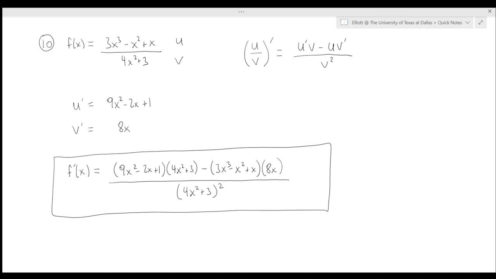Okay, and then I'm going to take a look at number 12 now from part 1. Here we've got the function f of x equals the natural log of 4e to the x squared minus 3x, and then we've got x to the 4th plus x squared plus 3 to the 10th power. And that's all over 5x cubed times the square root of x squared plus x plus 3.